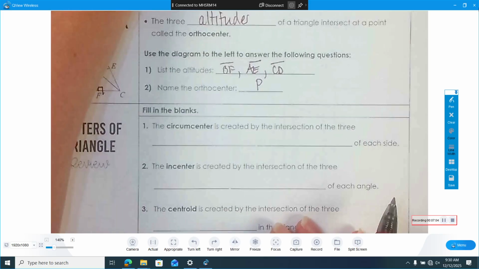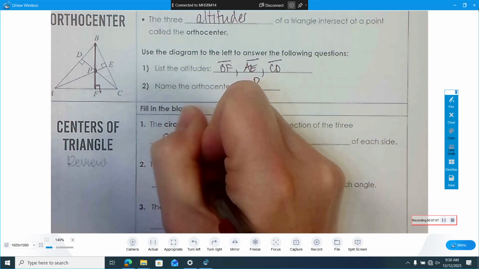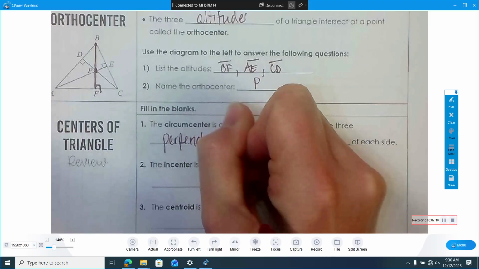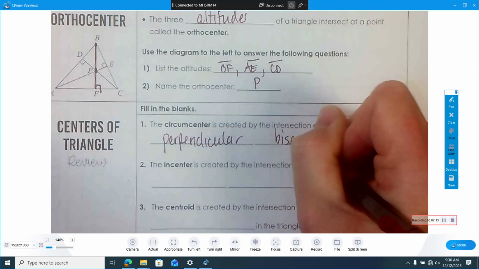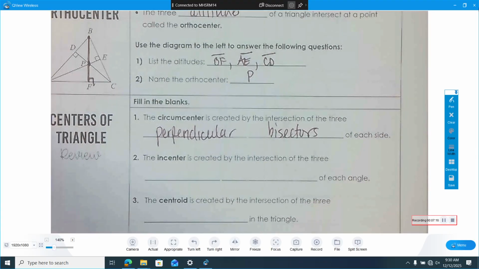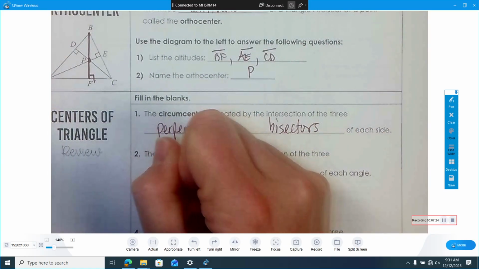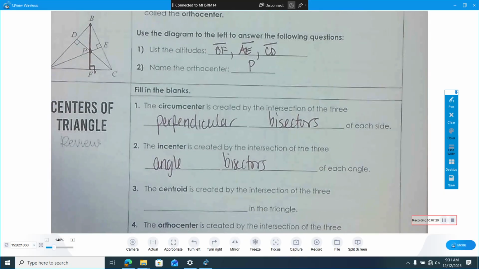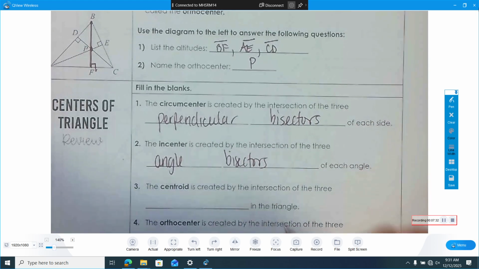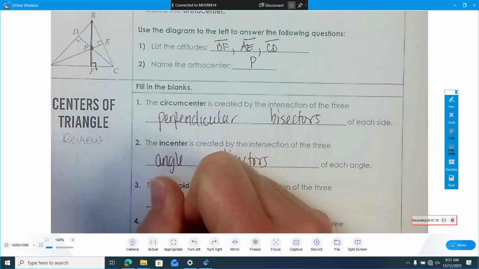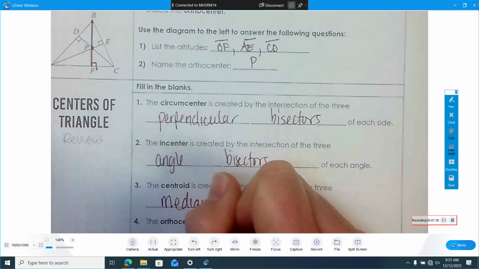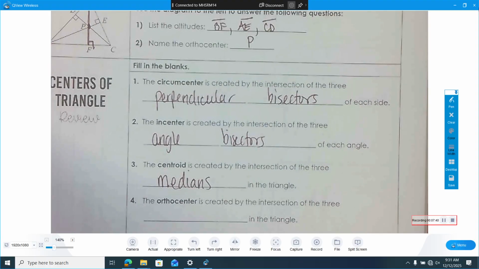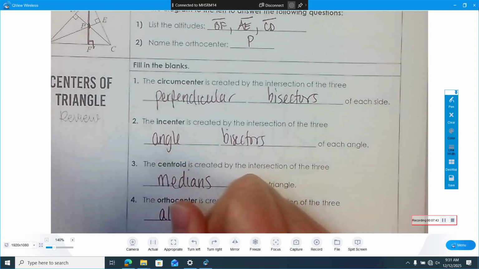Circumcenter. You go back to your front page. Perpendicular bisectors of each side. The incenter is created by the intersection of 3 angle bisectors. The centroid is created by the intersection of 3 medians. All right, and the orthocenter is created by the intersection of 3 altitudes.